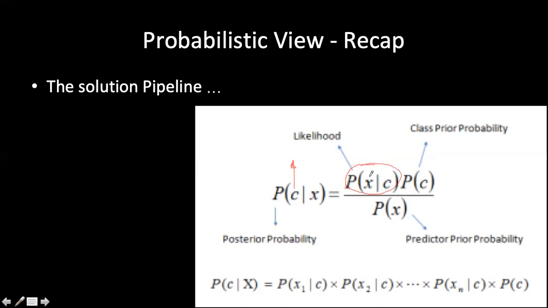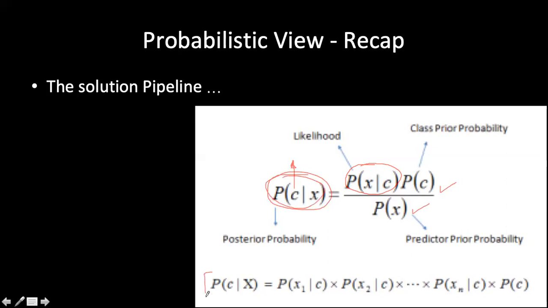You'll have to find out the probability of features given the class. Okay, and then you also have to find out the predictor prior probability and the class prior probability, which are given here. This one and this one. And using this Bayes rule, you can find out the posterior probability, which is given in this particular case.